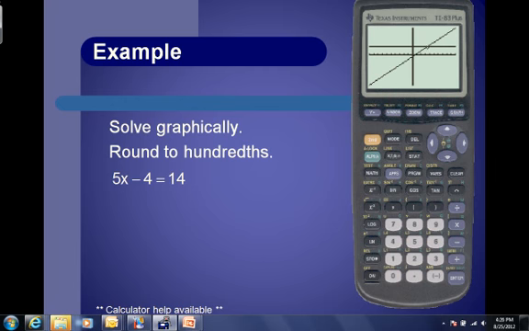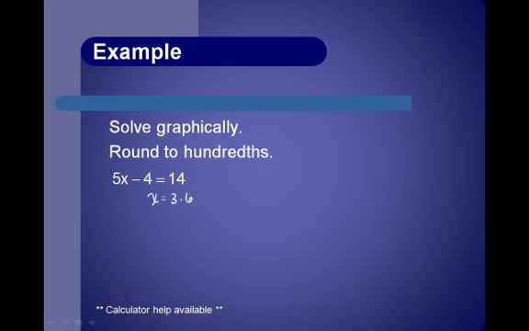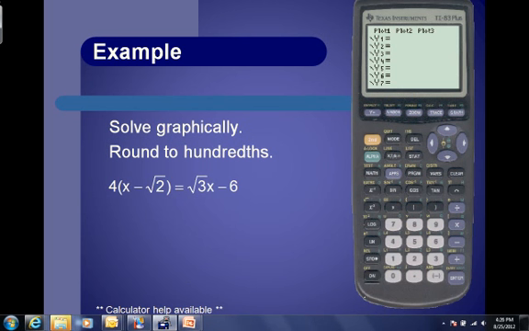So notice this is our point of intersection, so we're going to go second trace, which is calculate. Number 5 is where those lines intersect. Enter for the first curve, enter for the second curve, enter because we don't want to guess, and the solution would be x equals 3.6. Okay, let's do another one.